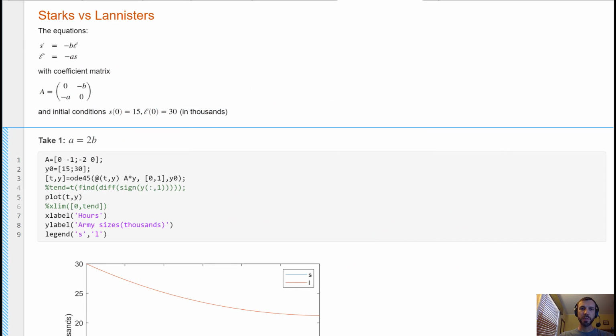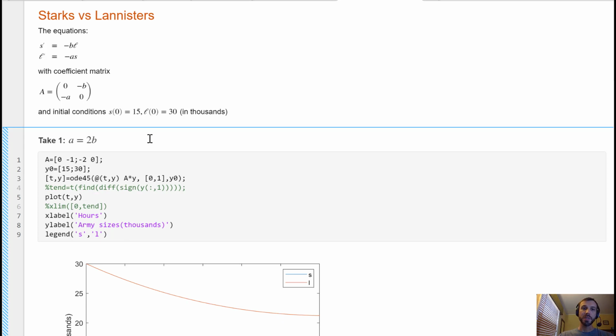Opening up a live script, we're going to assume that the Starks initially have 15,000 soldiers, or that S of 0 equals 15, and that the Lannisters initially have 30,000 soldiers, or that L of 0 equals 30. Although any initial conditions where L of 0 is 2 times S of 0 will lead to similar results.